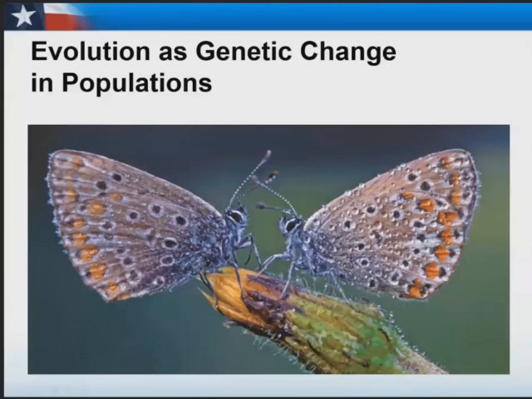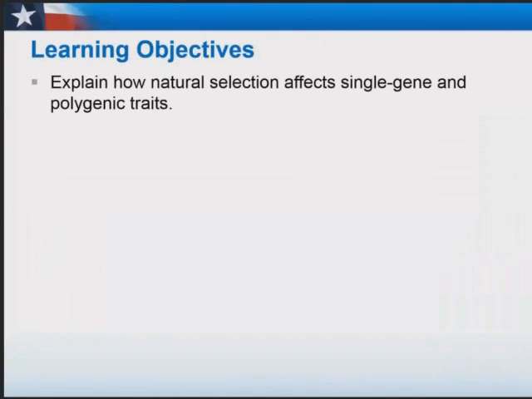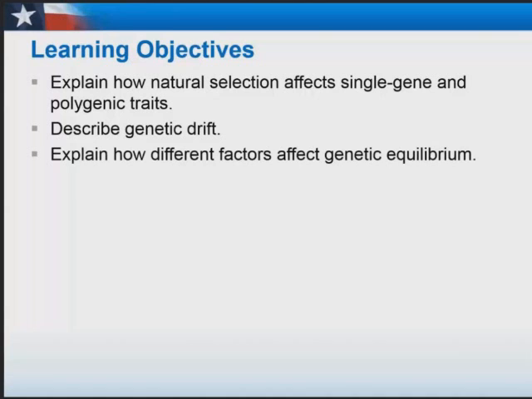Welcome to Lesson 17.2, Evolution as Genetic Change in Populations. In this lesson, we'll explain how natural selection affects single gene and polygenic traits. We'll describe genetic drift, and we'll explain how different factors affect genetic equilibrium.